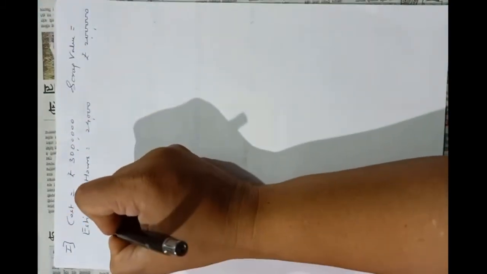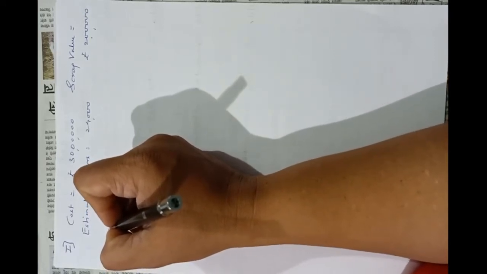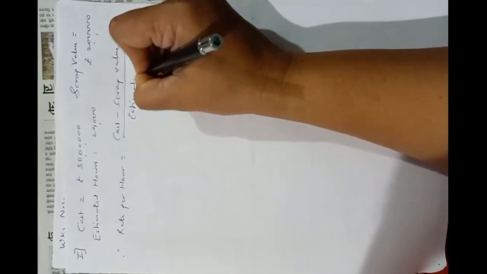Now we have to calculate the rate per hour. Therefore rate per hour is equal to cost minus scrap value, that is residual value, divided by estimated hours. Estimated hours are 24,000. These are estimated machine hours.